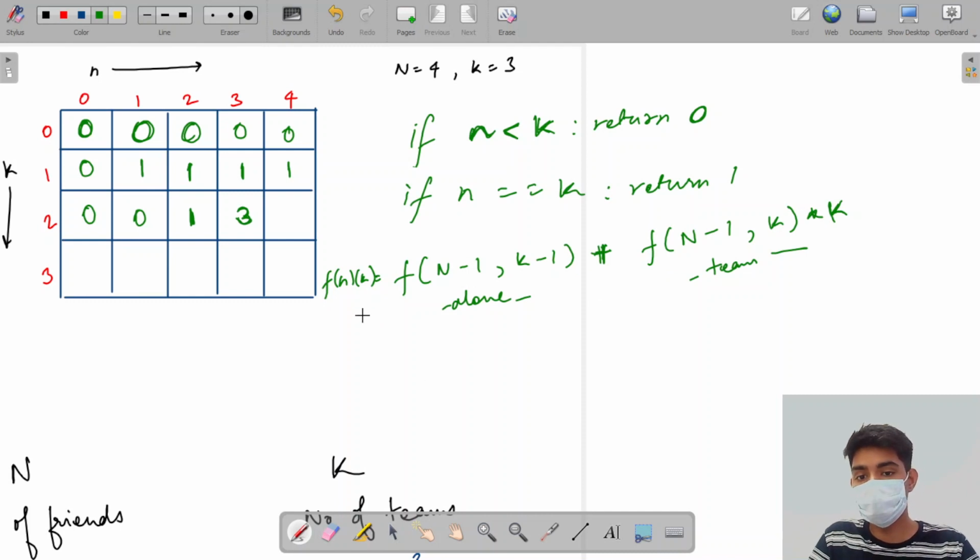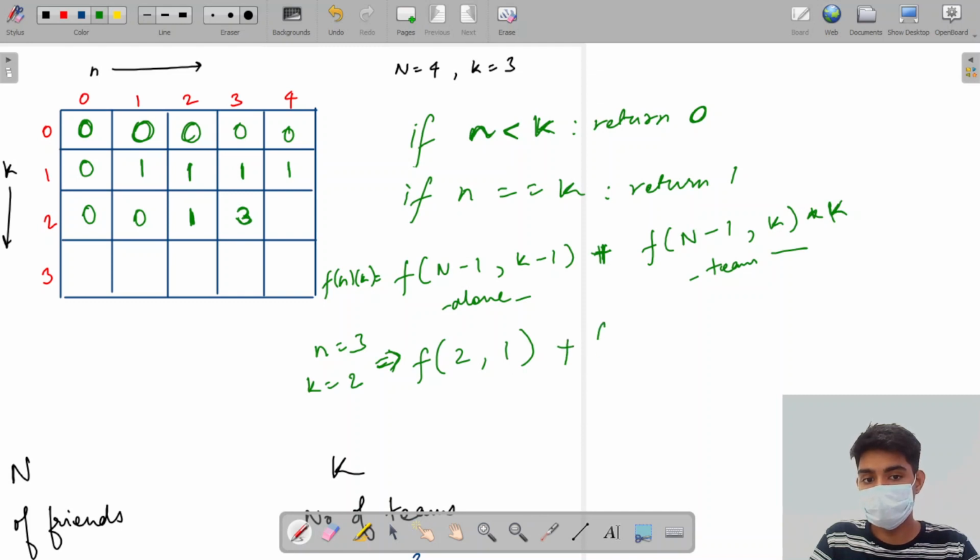Okay. So what we are doing is we are checking this for 3 people. So my n is 3 here and my k is equal to 2 here. If it is going alone, what is my function of n minus 1? N minus 1 is 2 and k minus 1 is 1, right? Function of 2 and 1, plus function of n minus 1, which is 2, and k is 2, times what is my k? K is 2 here.